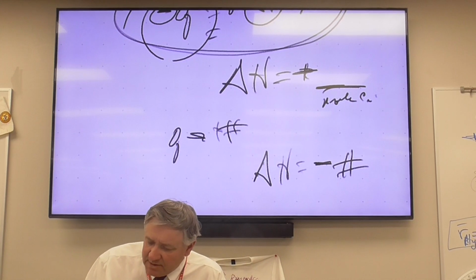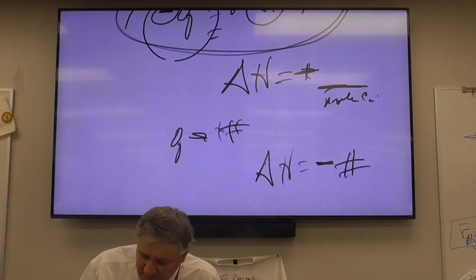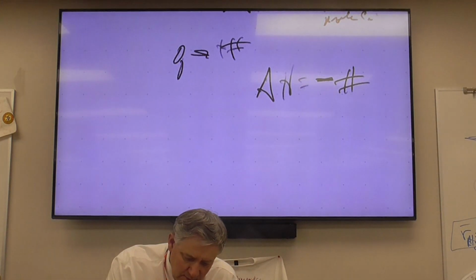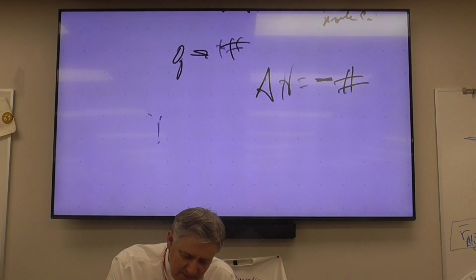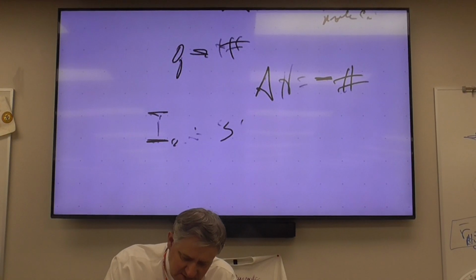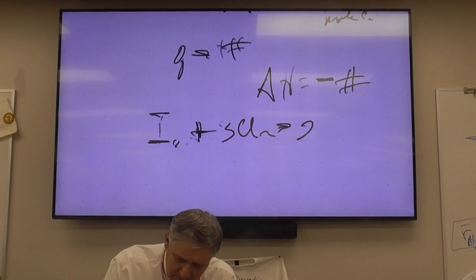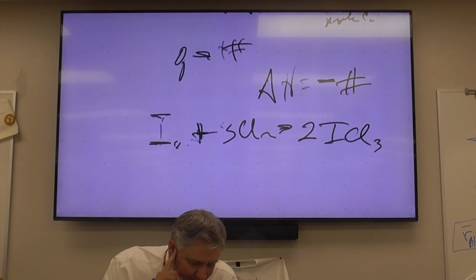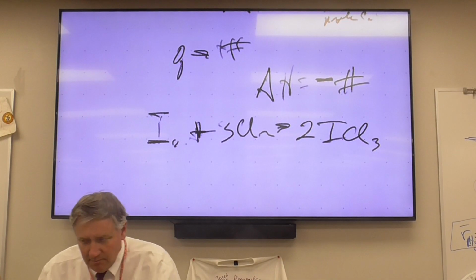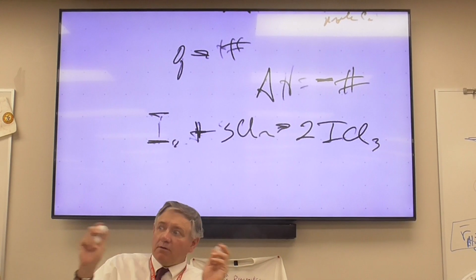It says, how many bonds are broken in each molecule of chlorine, and what is the energy involved in breaking the bonds in 3 moles of chlorine? So, if you look at that equation, where you have I2 plus 3Cl2 yielding 2 ICl3, okay? So, you've got 3 moles of these items, not 3 molecules, okay?